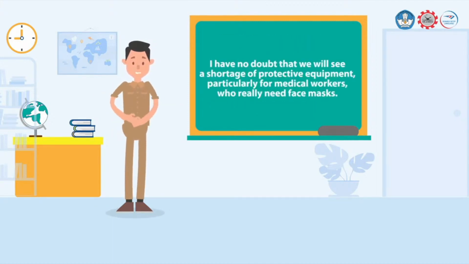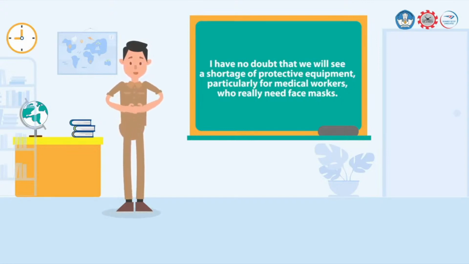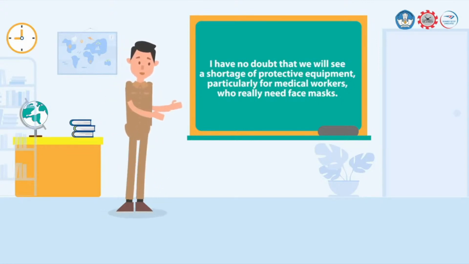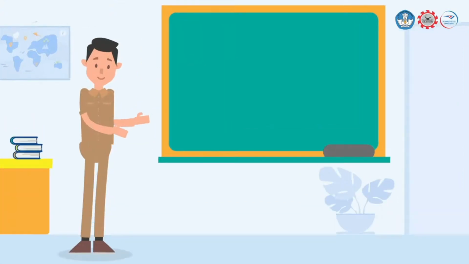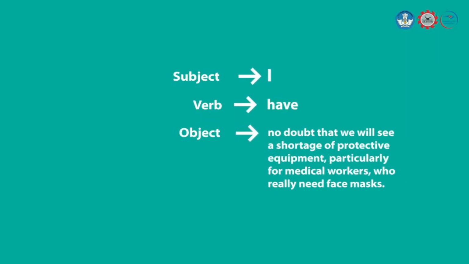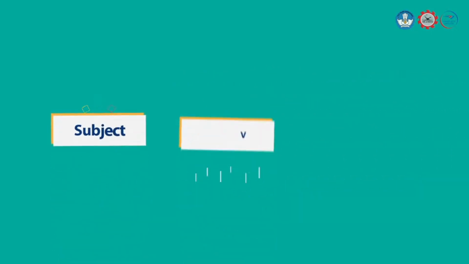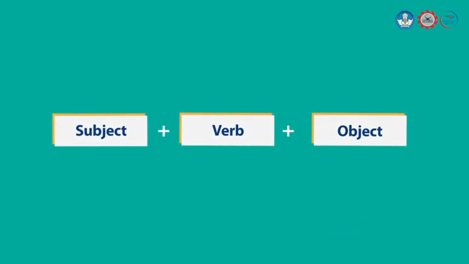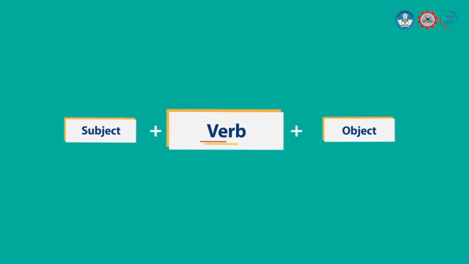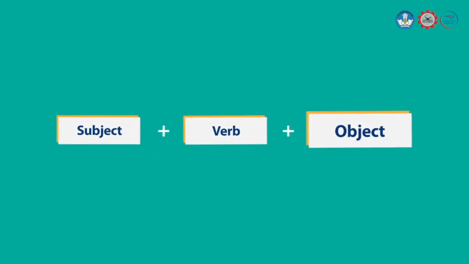I have no doubt that we will see a shortage of protective equipment, particularly for medical workers who really need face masks. In this sentence, the subject is I, the verb is have, the object is no doubt that we will see a shortage of protective equipment, particularly for medical workers who really need face masks. From these sentences, we can see that the form of sentence is subject plus verb plus object.